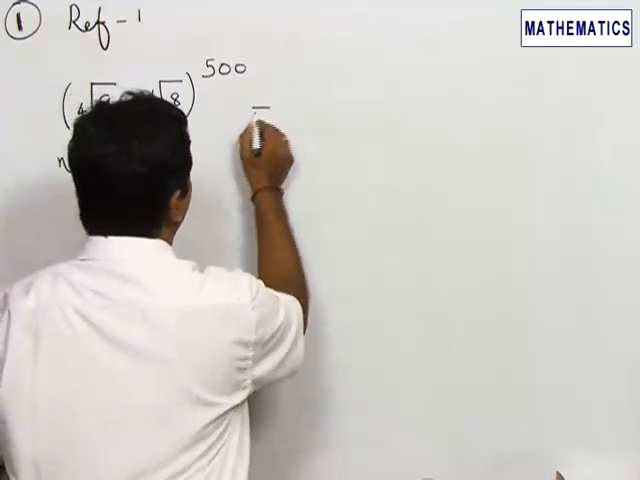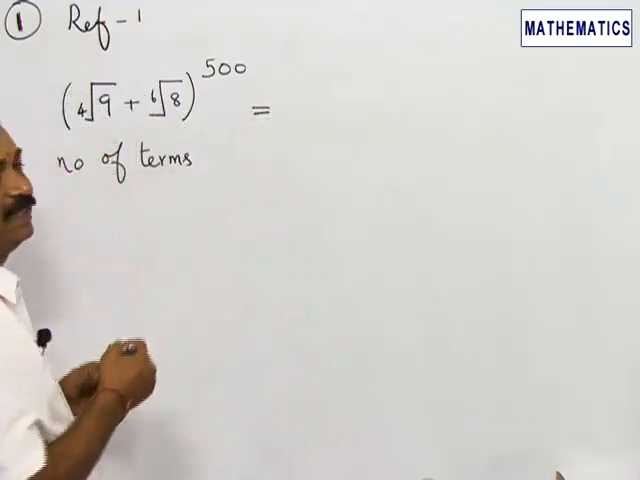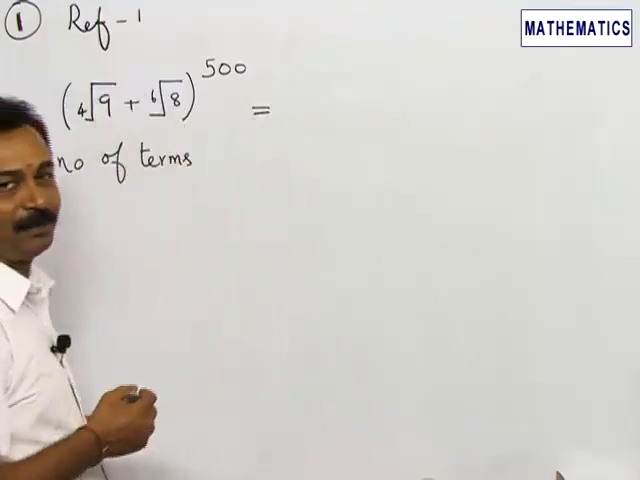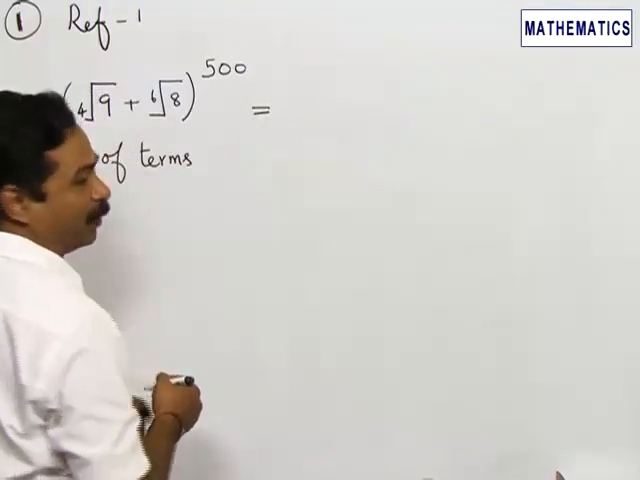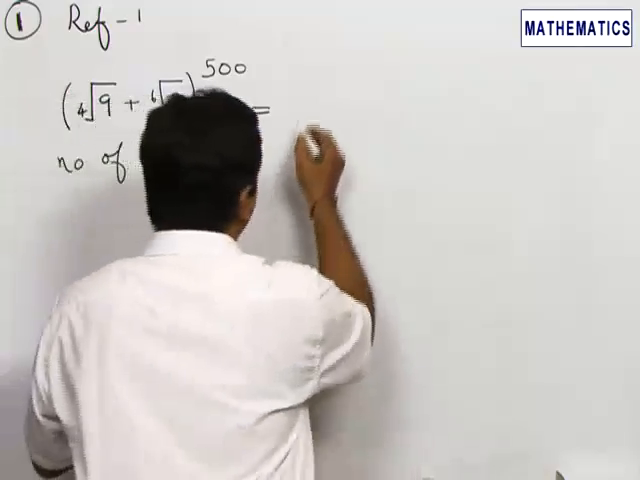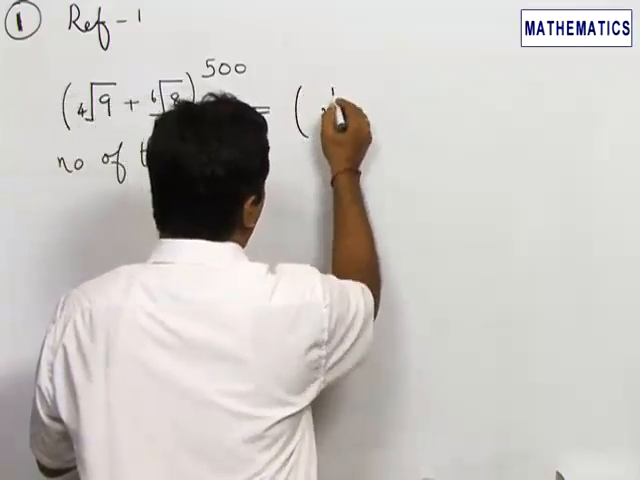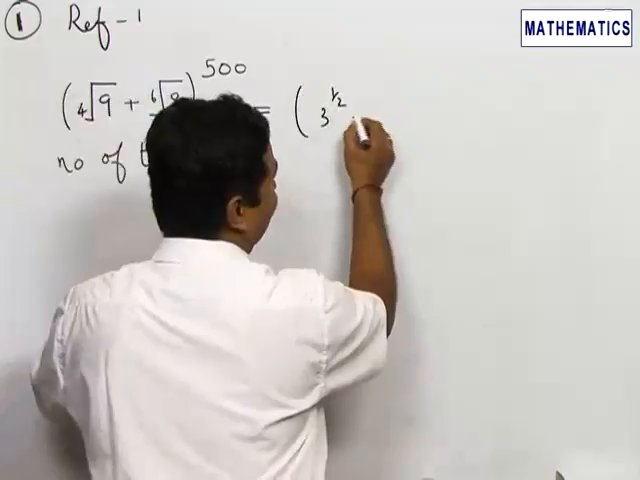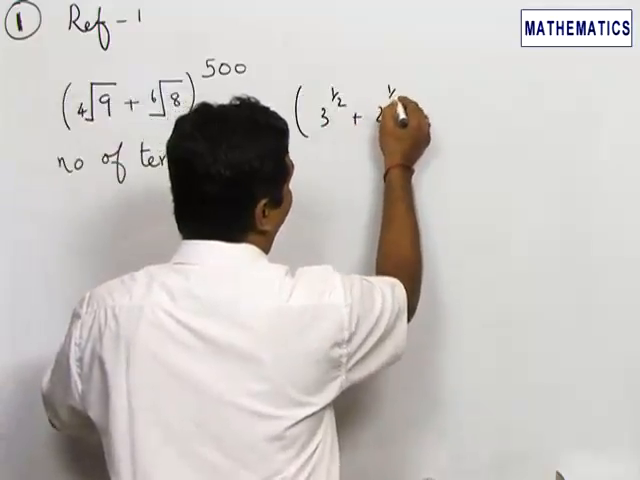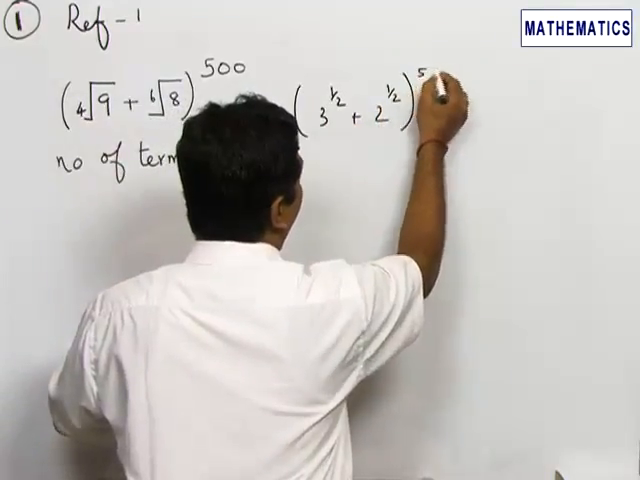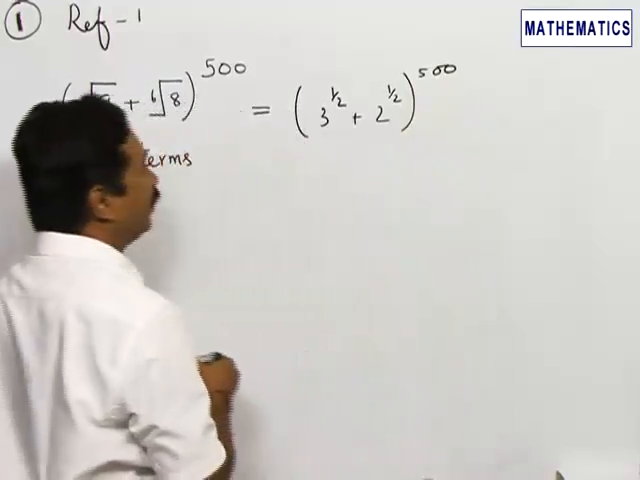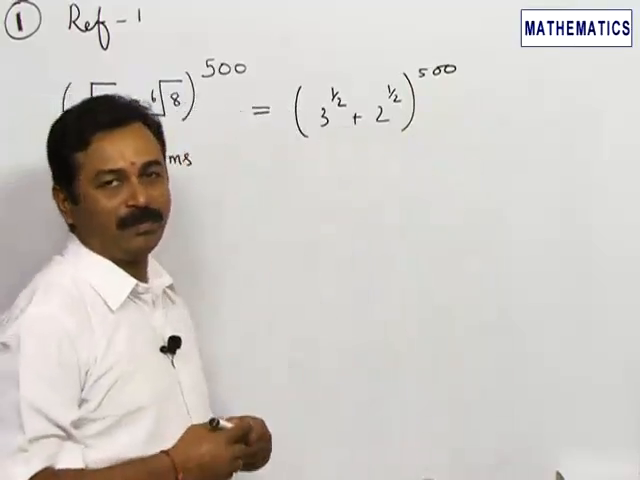Now, 9 and 8 are not prime numbers, so converting them into prime numbers and simplifying, this will be converted into 3 power half, and then 2 power half, to the whole power 500. That will be reduced. Here, 3 and 2 are prime numbers.